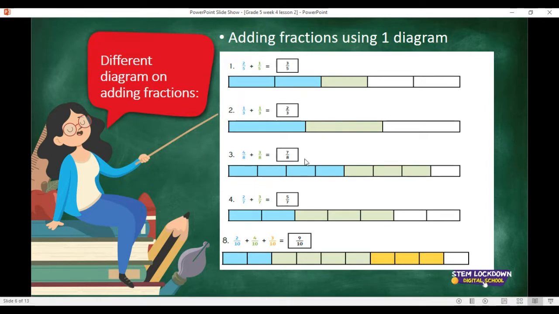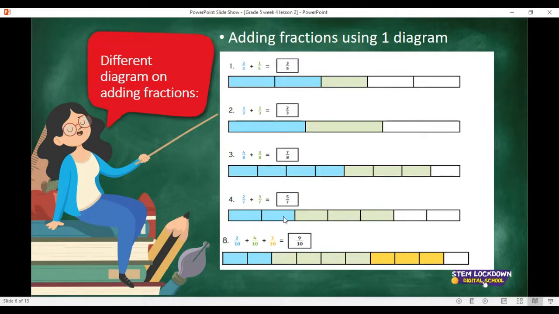And then number 4 is 2 over 7 plus 3 over 7. By now, I know some of you are saying, yes, ma'am, we know we have to divide the rectangle into 7 equal parts. You are right, because the denominator tells us we have to divide it into 7 equal parts.